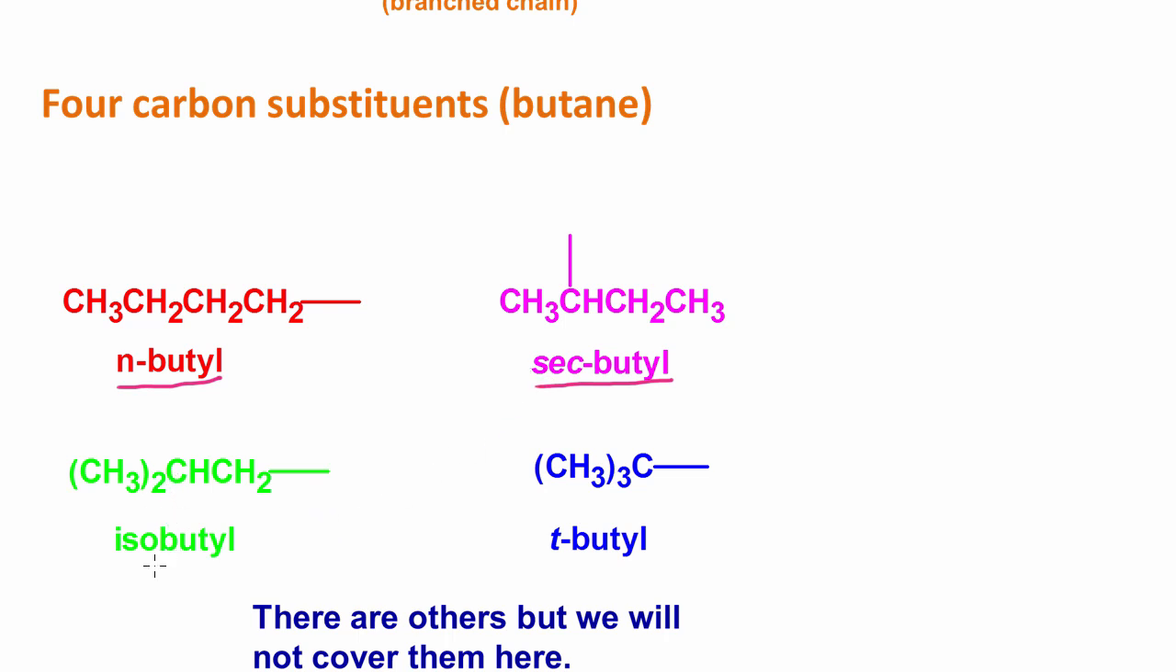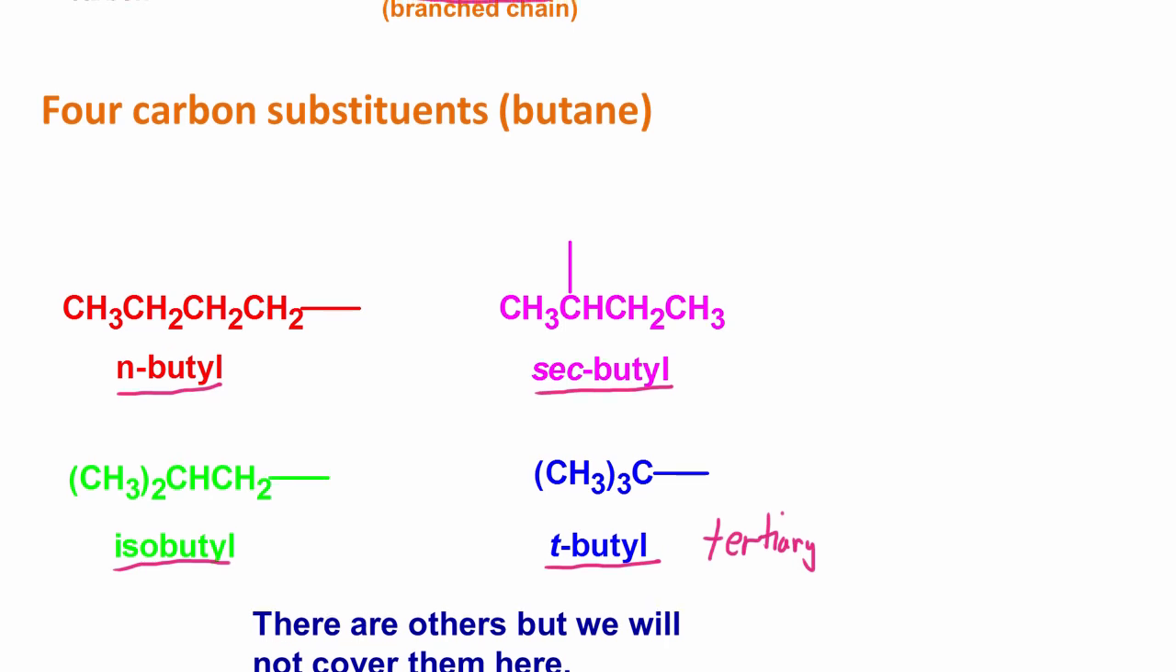And here we have an isobutyl, and here we have a T-butyl, or a tertiary butyl group. There are others, for example, when we get into pentyl groups and all of that, but we won't cover that here. You're only going to be responsible for the methyl, the ethyl, the propyl, isopropyl, and the N-butyl, sec-butyl, isobutyl, and tertiary butyl alkyl groups.